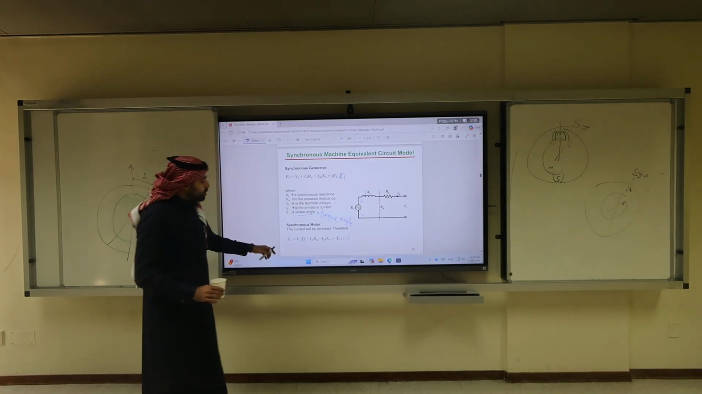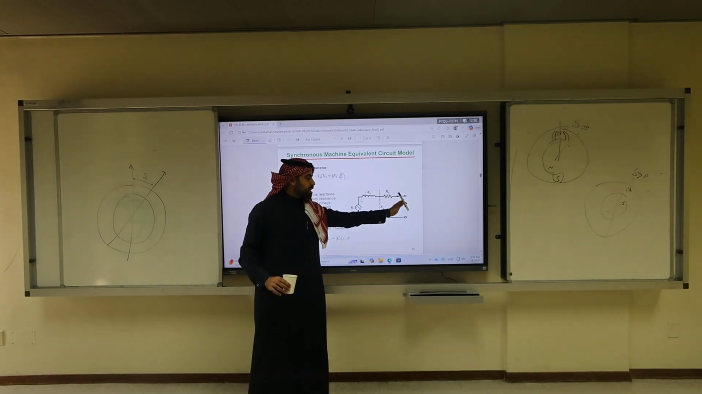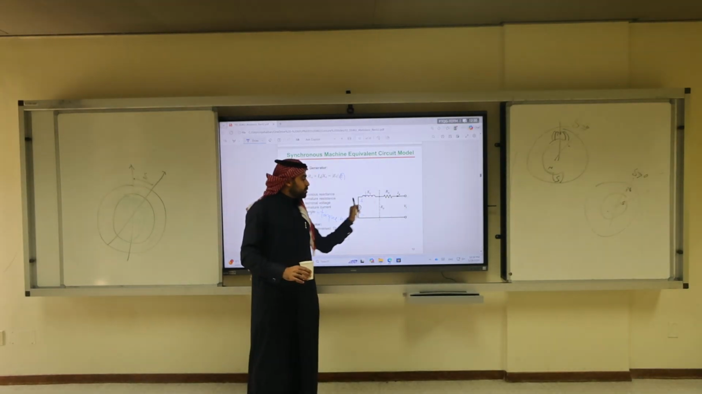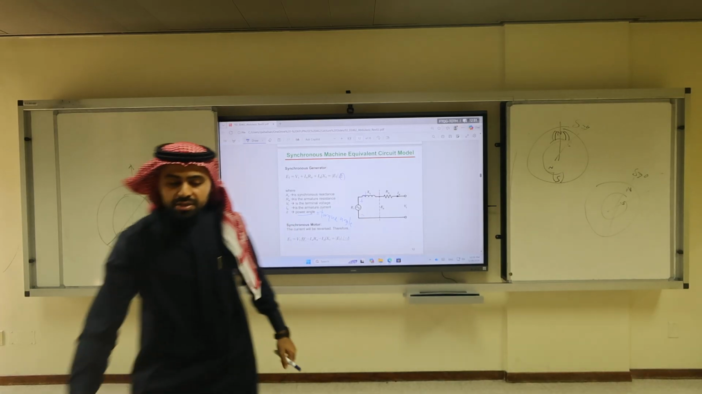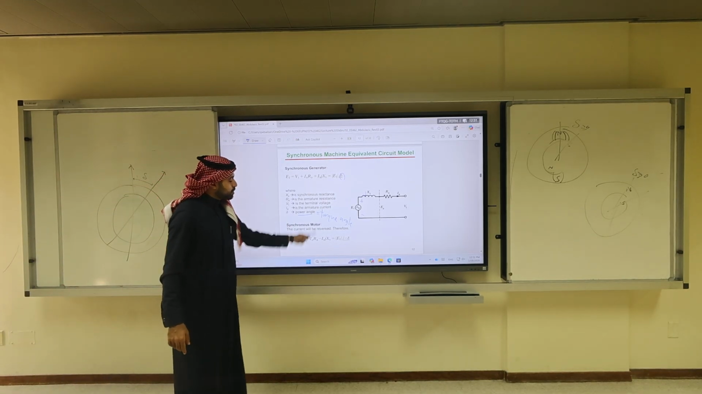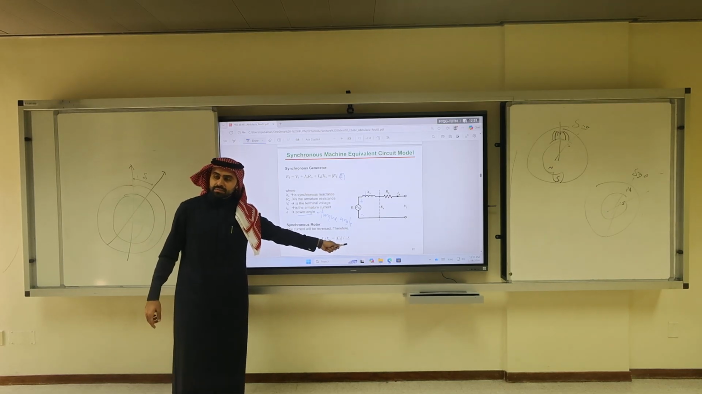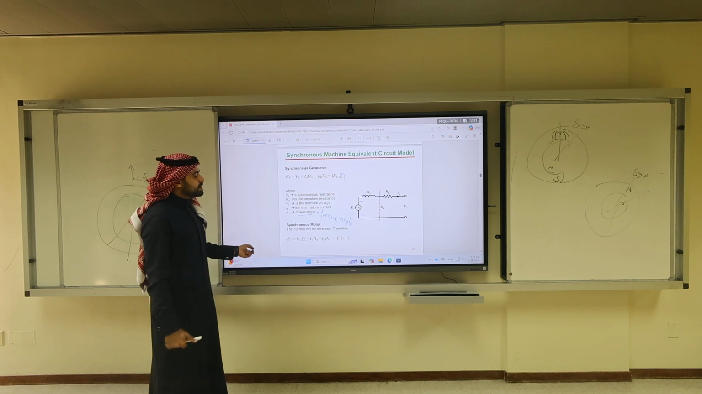For a synchronous motor, the only thing you change is IA has to go from the terminal to EF. If you change the polarity, the only thing that will change is these pluses will be minus and your delta will become a negative number. Delta will become a negative number.